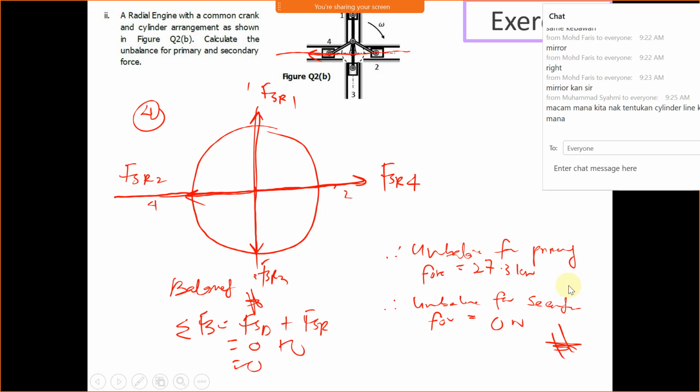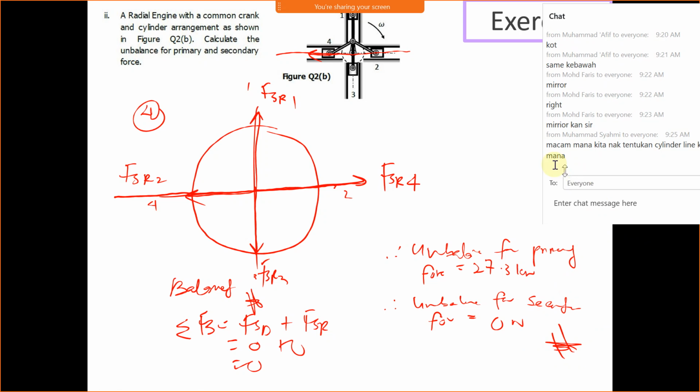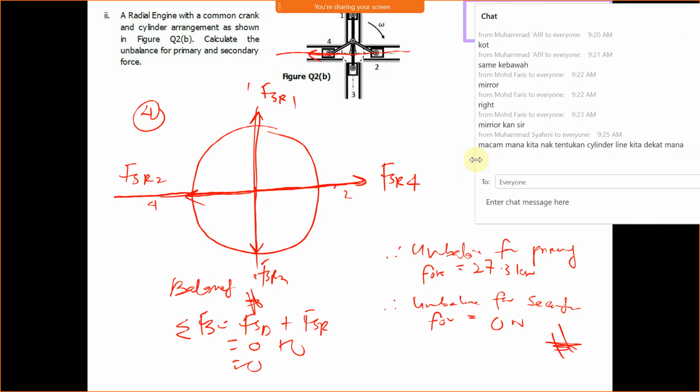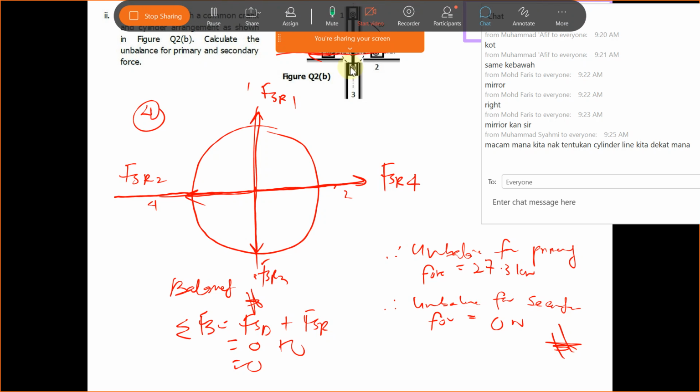Macam mana kita nak tentukan signal line? Signal line apa? Signal line kita dekat mana? Tengok dekat gambar rajah dia bagi tu. Our signal line number 1 kat atas ni kan, straight, satu sampai bawah. Untuk nombor 2, dia share same line dengan nombor 4, 1, 3 yang sama. Tu je lah, tak perlu nak tentukan, dia akan bagi biasanya signal line.